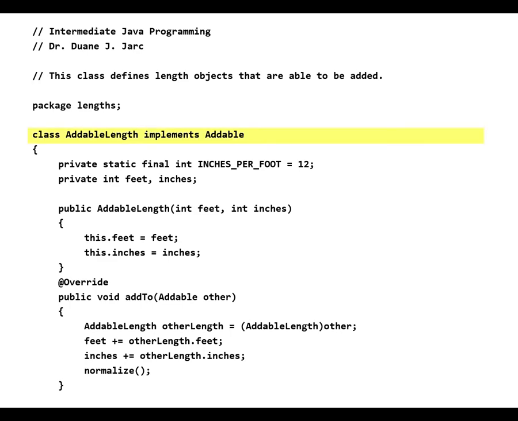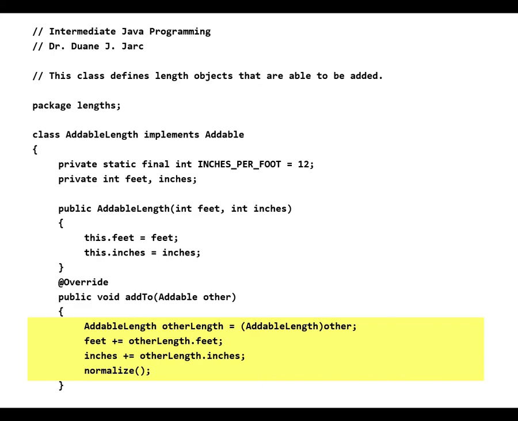Notice first that it implements the Addable interface. Like the Length class that we used in the previous video series on inheritance, this class contains a constant defining the number of inches in a foot, instance variables containing the number of feet and inches, and a constructor to initialize both. To satisfy implementing the Addable interface, it provides the add_to method that behaves in a fashion similar to the plus equal operator. It allows one length to be added to another.